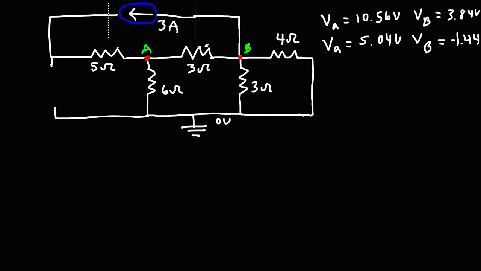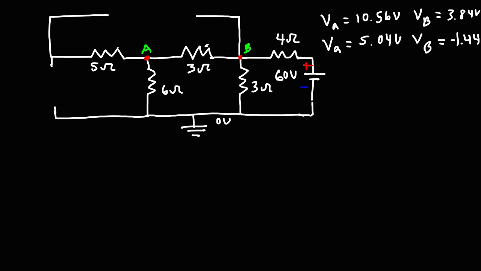And let's remove this current source. And let's reintroduce our voltage source. So go ahead and solve this circuit. Calculate the potentials at point A and B due to the 60 volt voltage source.